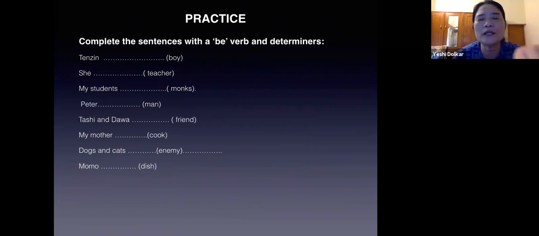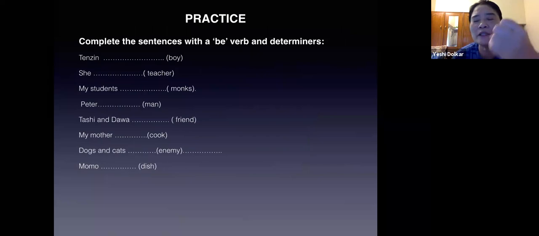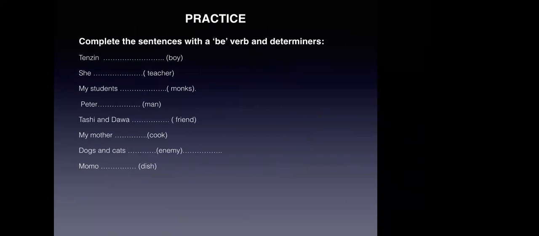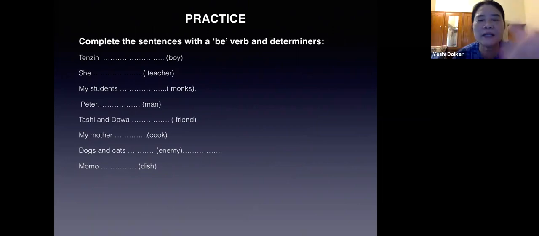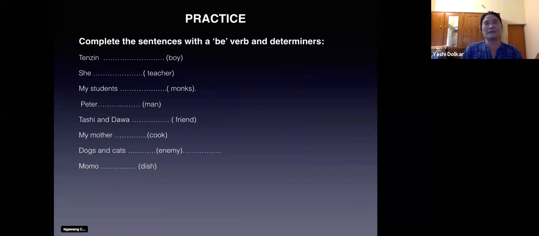You have to put a be verb and then you can put any determiners. Now please remember, determiners can be articles, and any, some, a few, this, that, my, the. Just put a be verb and a determiner and complete the sentences. See if you can do it.